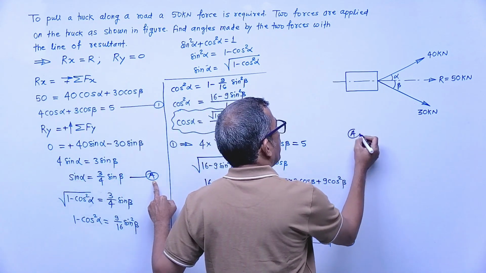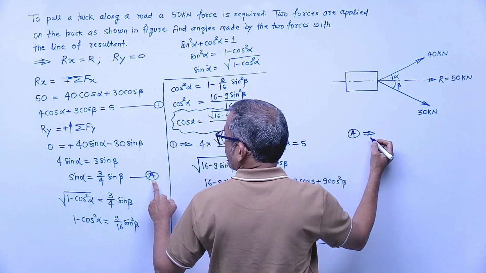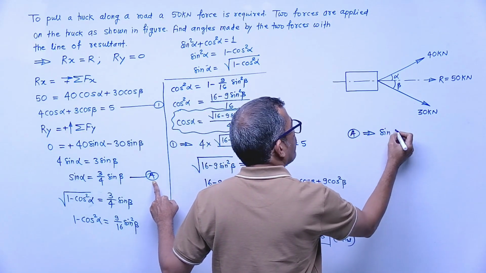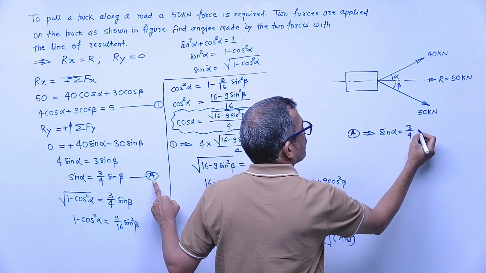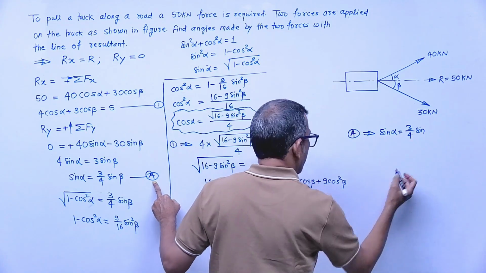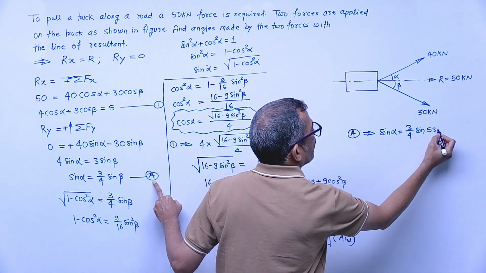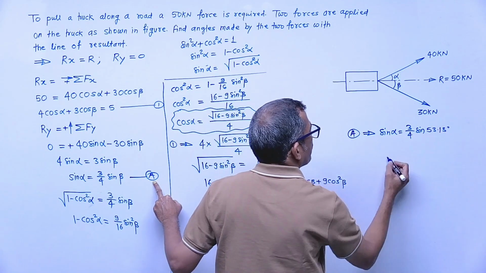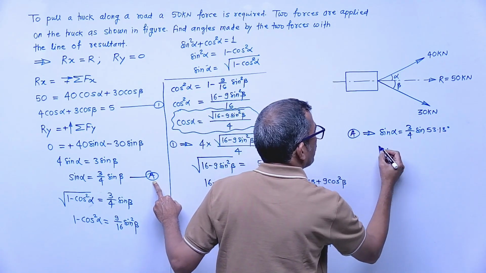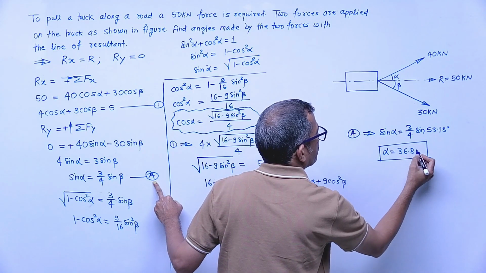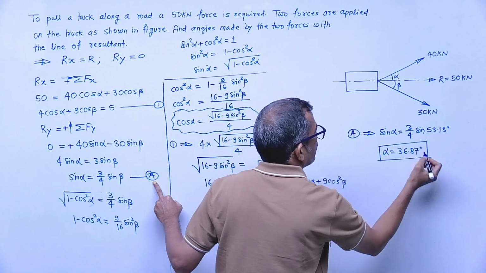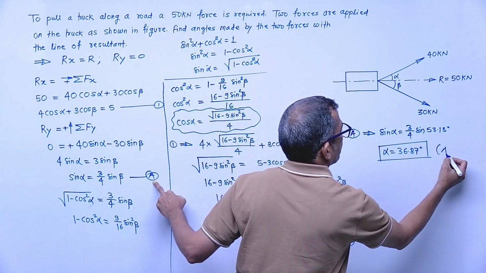Equation A, if we substitute, what will we get? Sin alpha equal to 3/4 sin of beta, and beta is what? 53.13. From this one we'll get what? Angle alpha. How much? 36.869, means 37 degrees should come. This is your angle, right?